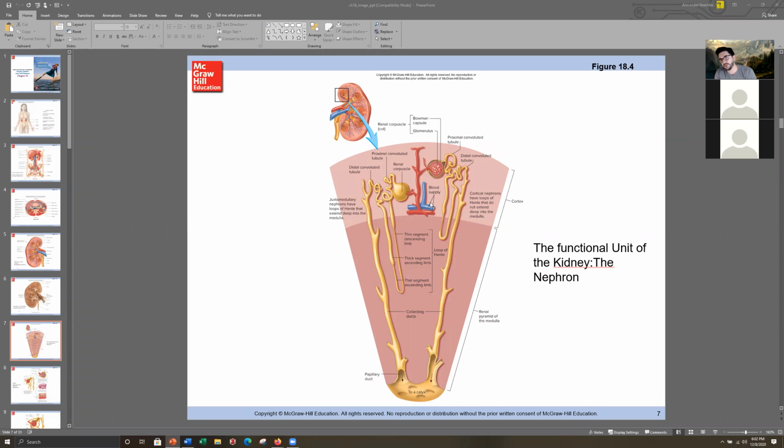And we'll talk about the loop of Henle in more detail later as well. Loop of Henle is pretty cool. This is going to be where a lot of our water reabsorption occurs. We end up reabsorbing about 65% of the filtrate in the proximal convoluted tubule into the cortex of the kidney. And we'll talk about where that goes in a little bit.